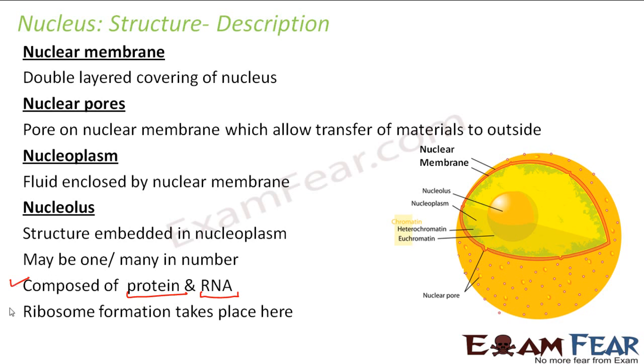Ribosome formation takes place here. So what is ribosome now? When I was talking about the different cell organelles, ribosome was one of the cell organelles, right? We will talk about ribosome in our next slides, but here what we are trying to say is ribosome is a cell organelle and ribosome is formed inside the nucleolus, right? So this is again a function of the nucleolus, that it helps in the formation of ribosome, which is a cell organelle, that means which again performs a specific function.